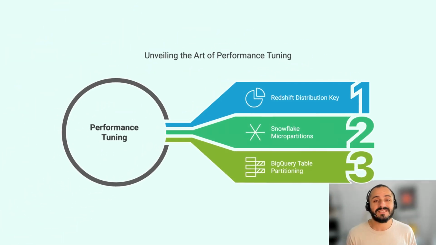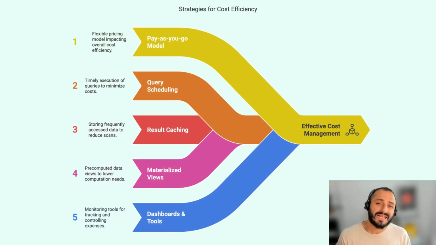Performance tuning often feels like an art form as much as a science. You can get huge speed gains by selecting the right distribution key in Redshift, carefully designing your micro-partitions in Snowflake, or cleverly partitioning your BigQuery tables. Another important aspect is cost management, as the pay-as-you-go model can either be a blessing or a curse. Scheduling queries, caching frequently used results, and implementing materialized views can all reduce the amount of data scanned or the number of computations performed.